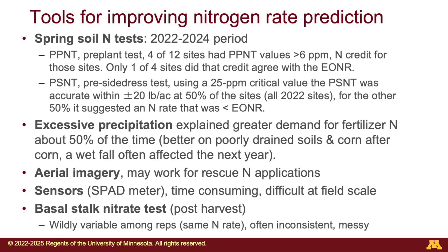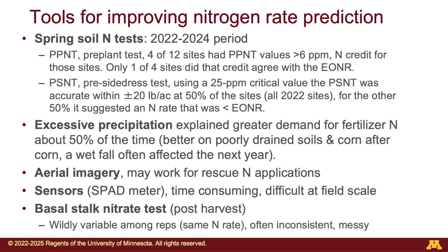The PSNT, the 1-foot test at sidedress time, using a 25 parts per million critical value, which is what Iowa generally uses, was accurate to within plus or minus 20 pounds per acre at about half the sites. And it hit them all in 2022. But it didn't do very well in 2023 when it was really dry, and it generally predicted an N rate that was less than the EONR was at the end of the year. So the soil test said we were above the critical value well before we got to the EONR.